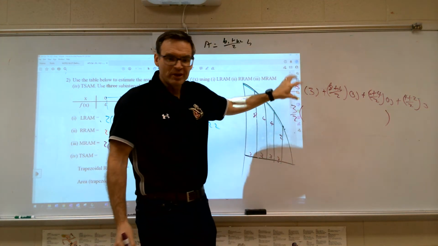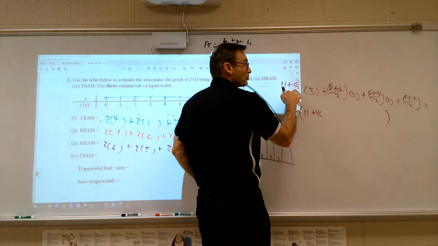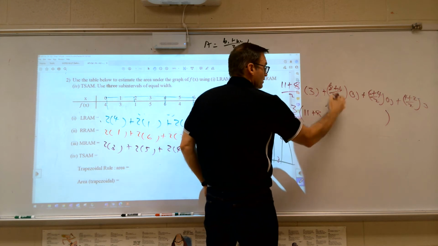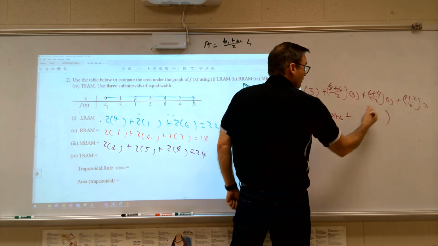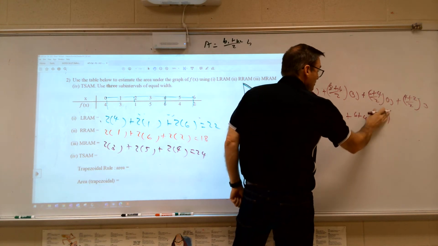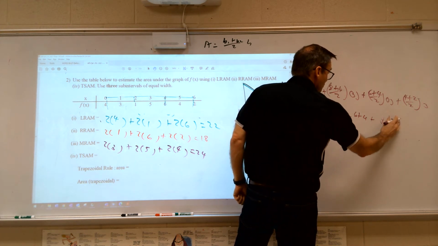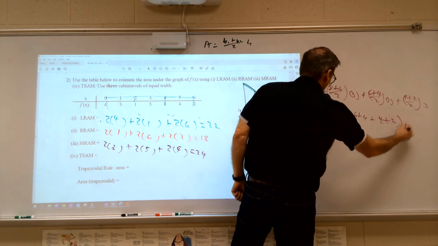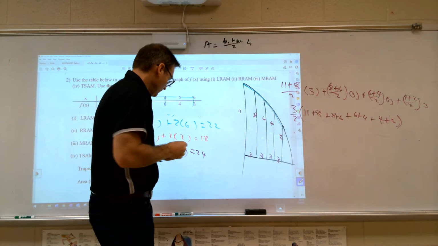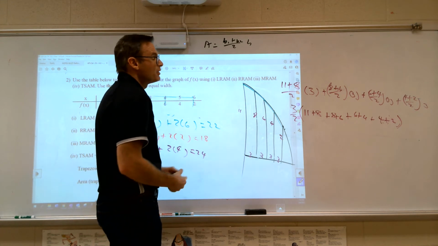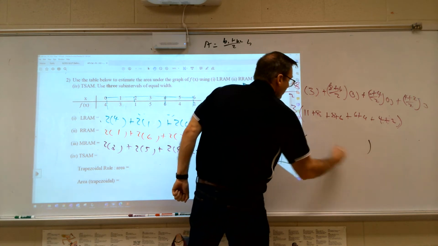So if I take a 3 over 2 out of every term, what I'm left with is 11 plus 8 from the first trapezoid. Then I'm left with an 8 plus 6 from the second trapezoid. I'm left with a 6 plus 4 from the third trapezoid. And I'm left with a 4 plus 2 from the last trapezoid. Again, this is just some manipulation. And the final bit of manipulation is I end up with 3 over 2.